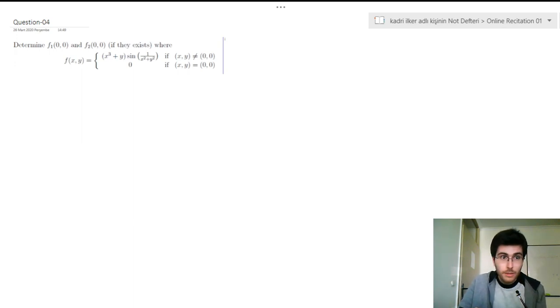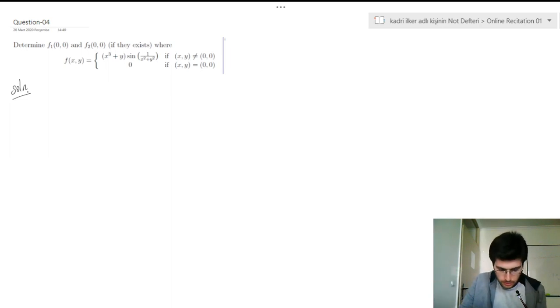Now our next problem is about partial derivatives. Let's see. We have a function, and we are going to compute, if they exist, of course, their first and second partial derivatives, with respect to the first variable and with respect to the second variable. Okay, fine. So let's see. Solution.